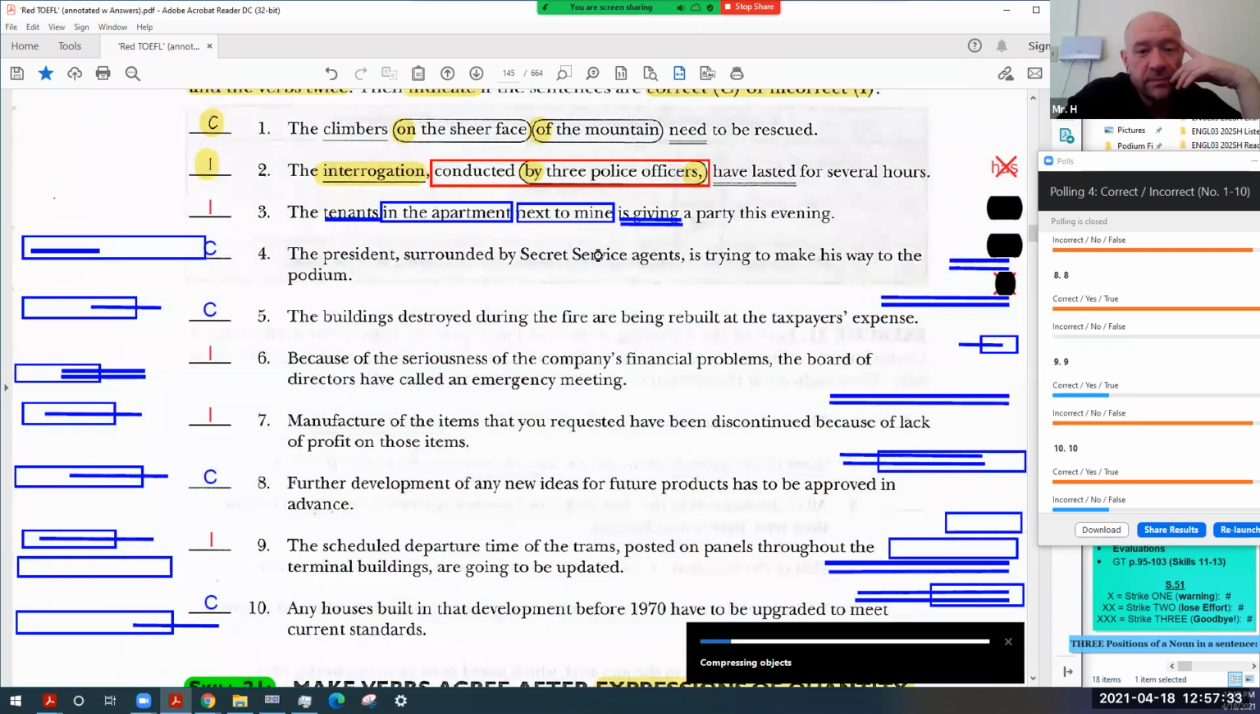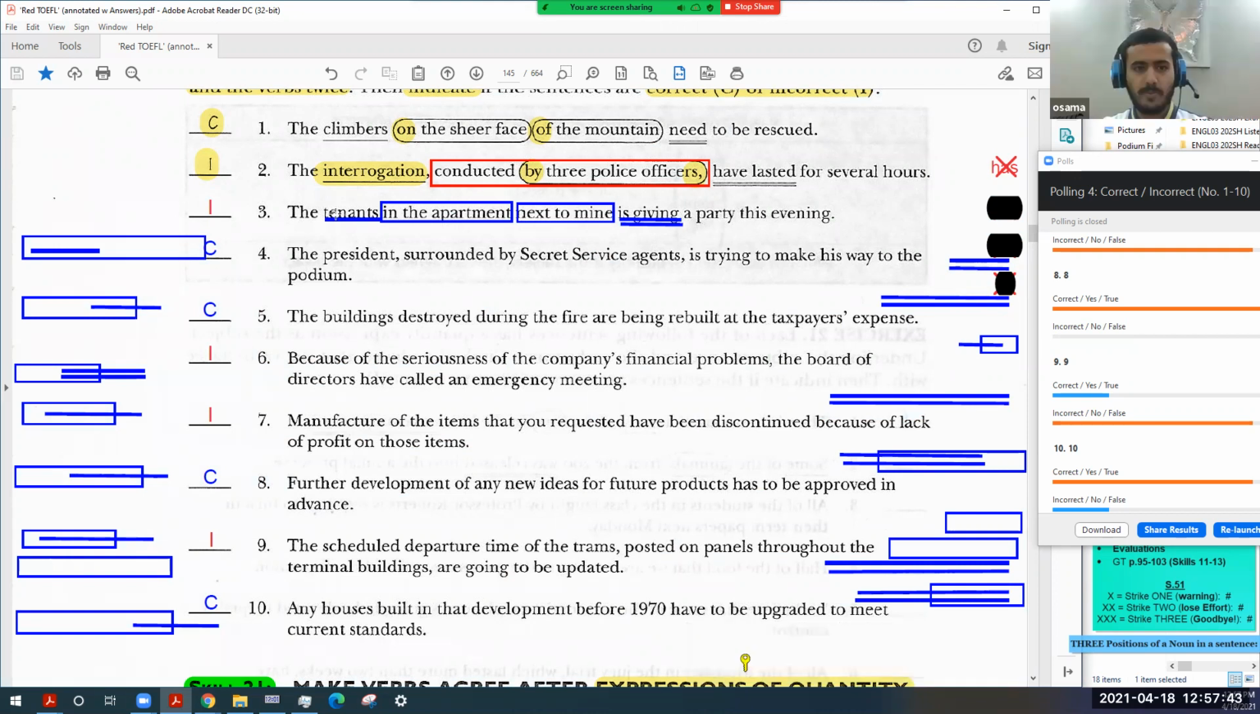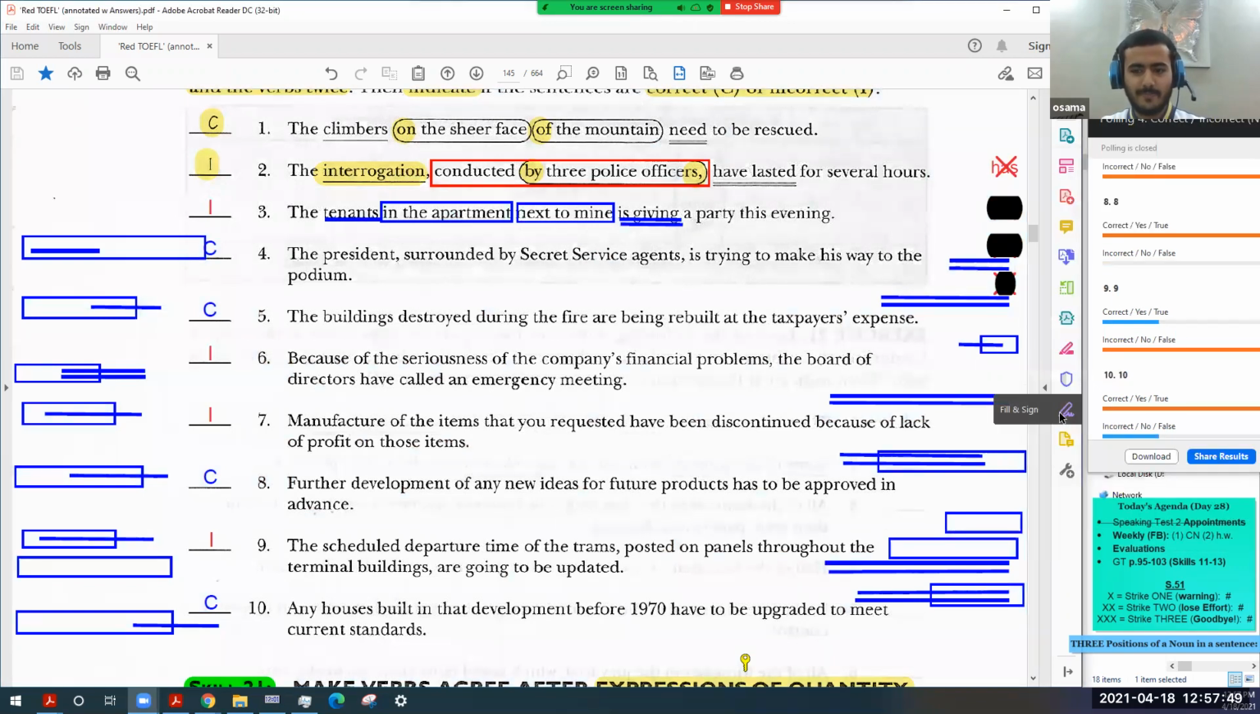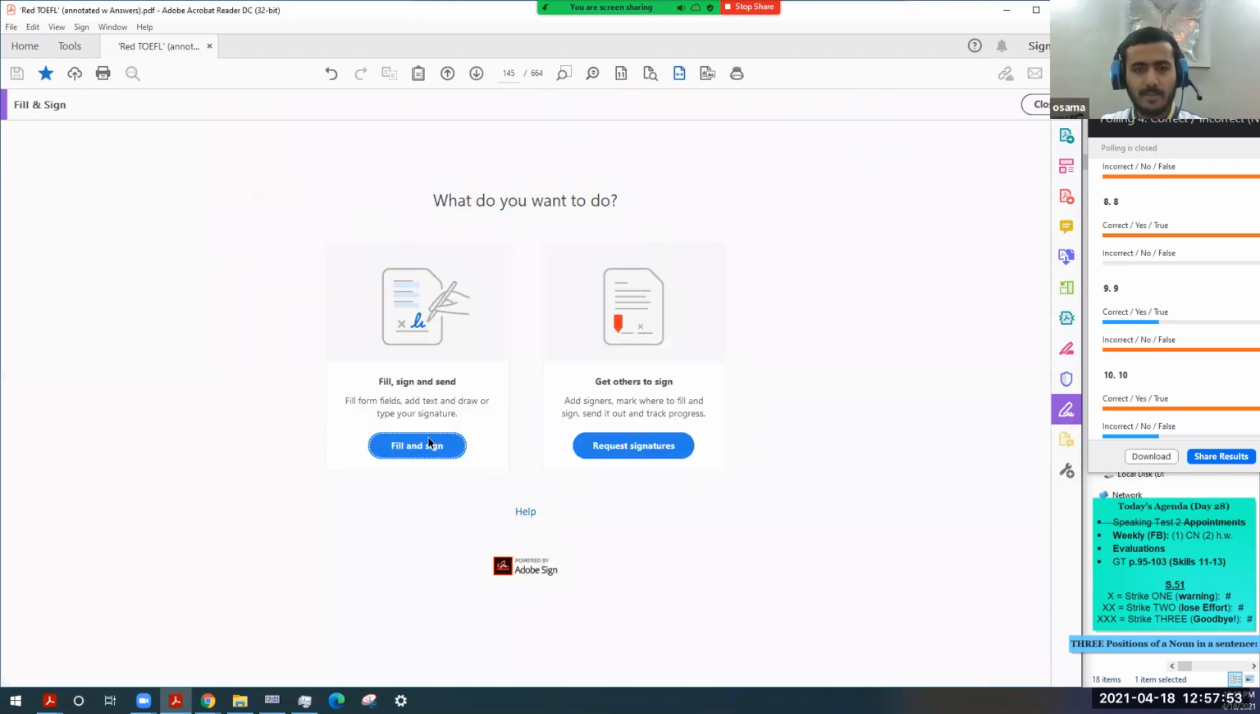What's the problem with this? The verb. Oh, the verb. So what's the subject? Is this plural or singular subject? Plural. What about the verb? Singular. Okay. So fix it. Tell me, what do I do? Delete is and put are. Okay, I'm going to put are.